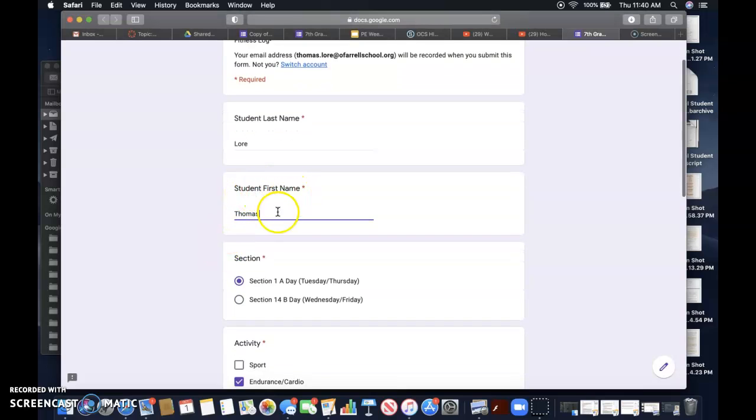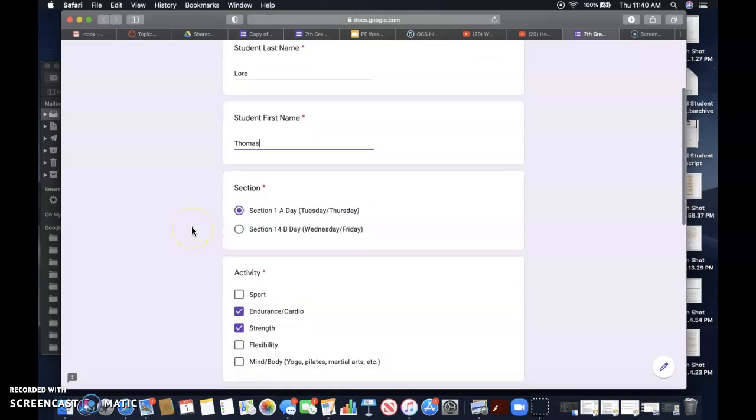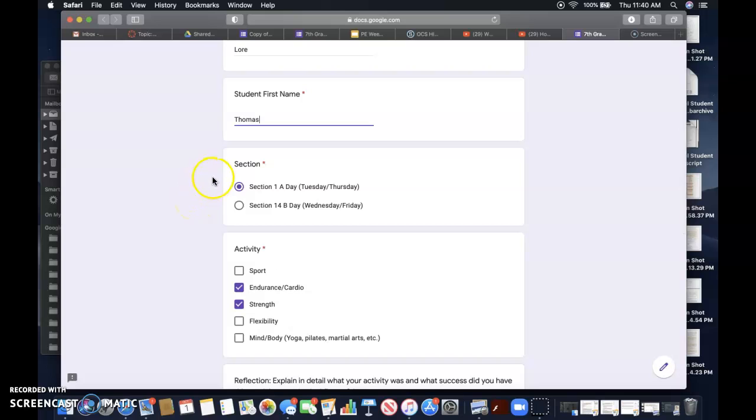Then I got my first name. My first name's Thomas. I know I go by Coach Tom, but my actual birth name that my parents gave me is Thomas. So I write out that name there, because that's the name that would be in the grade book, the name that your parents gave you. So please write down your given name and not your nickname.